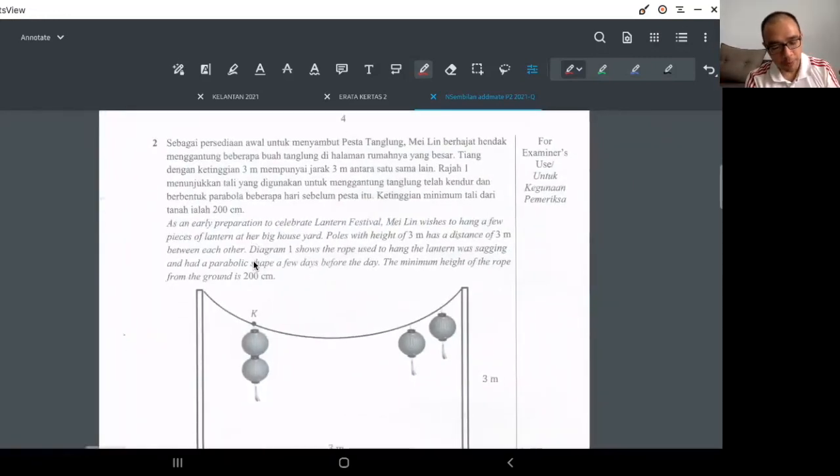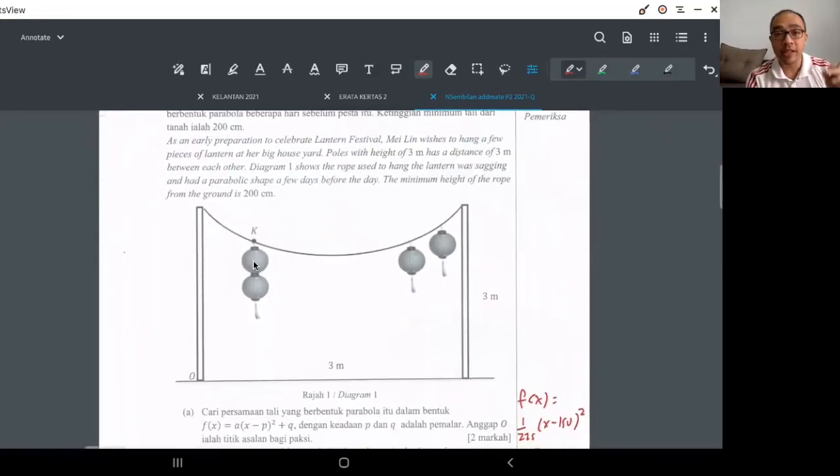Okay, number 2. As an early preparation to celebrate the Lantern Festival, Maylene wishes to hang a few pieces of lantern at her house yard. Poles of height 3 meters have a distance of 3 meters between each other, and the minimum height of the rope from the ground is 200 cm.